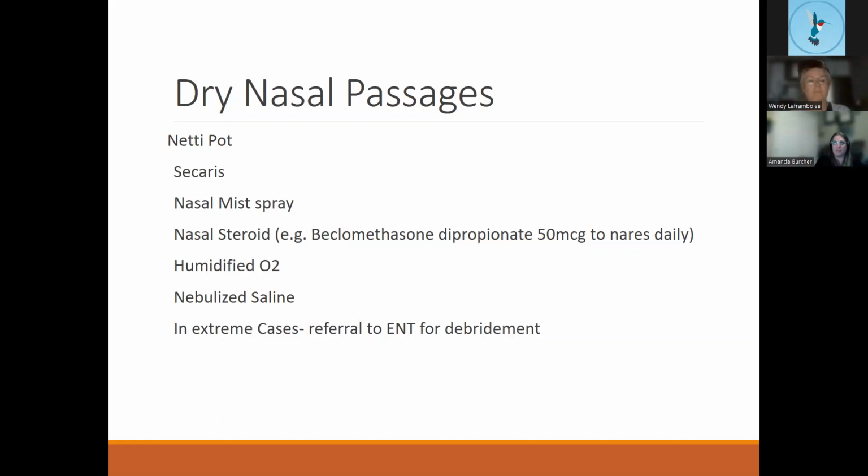Humidifying the oxygen, nebulized saline, like we already talked about. And then in extreme cases, we may need to involve ENT because it's just so dry in there, but they're oxygen dependent. One thing I didn't include on this slide, but involve the respiratory therapist, reach out to them. There are lots of different types of masks that patients could try. And so I have often encouraged my patients to take off their nasal prongs during the day and sleep with a mask on if they can tolerate it, because it just rests the nares from that direct oxygen flow going across them.